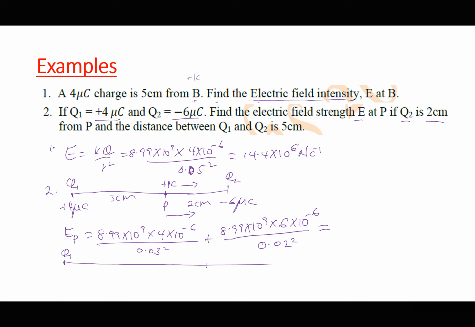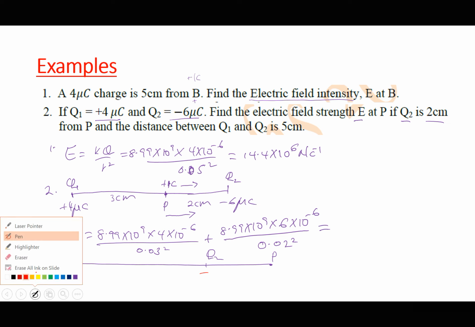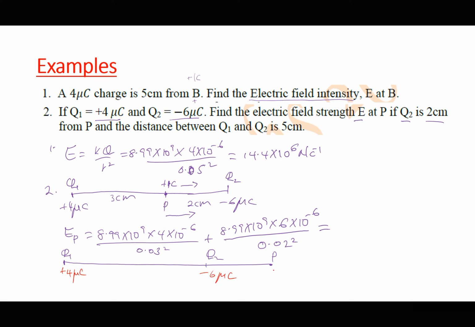So Q1, let's say it is there, Q2 is at that point, and we are saying P is on this side. Then in that case, the scenario could somehow change. Note that this is positive, this is negative. Positive 4 microcoulombs, and this is negative 6 microcoulombs. We imagine a unit positive charge placed at point P. So this could be positive 1 coulomb.